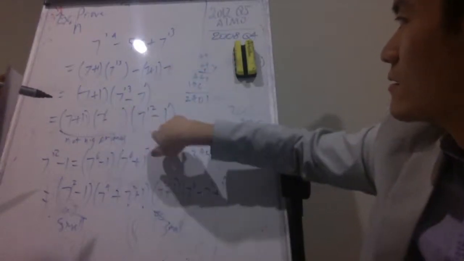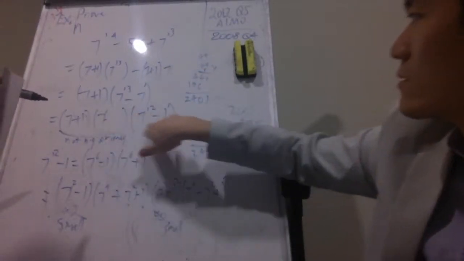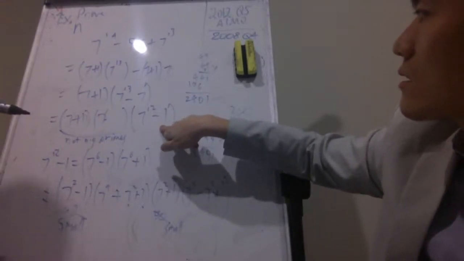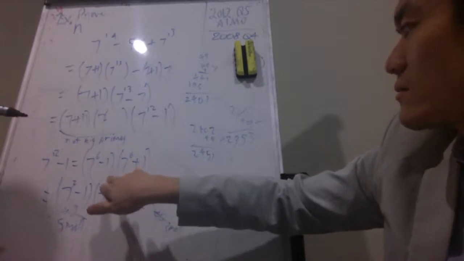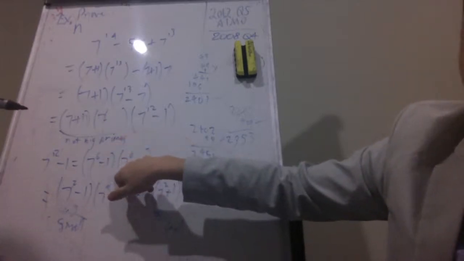Yeah. And then we don't care about those anymore, so we're looking at 7 to the 12 minus 1, which is the difference of 2 squares, yeah? Which is sum and difference of 2 cubes. Yes, that's key, right? We talked about that.